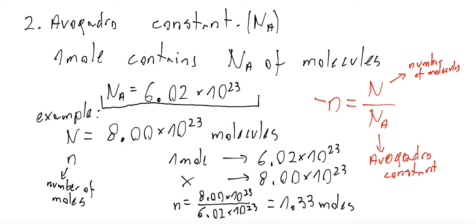And this is number of moles. Okay, I hope it's simple. Is it clear? Okay, there is one more quantity related with this introduction to ideal gas. So point number 3, molar mass.